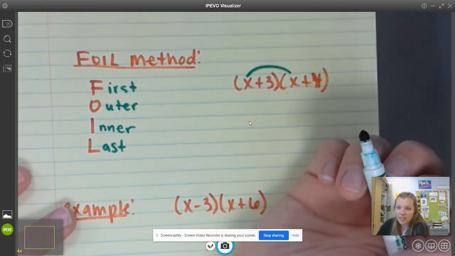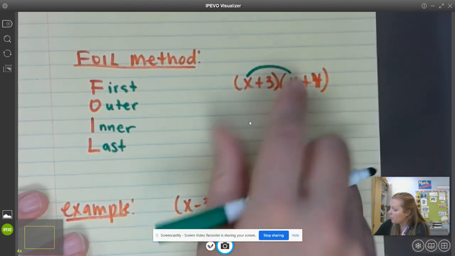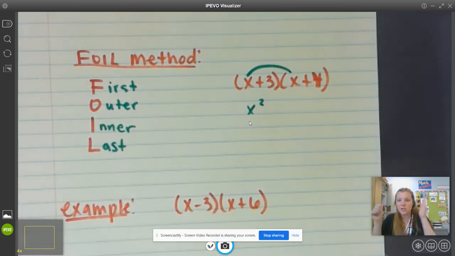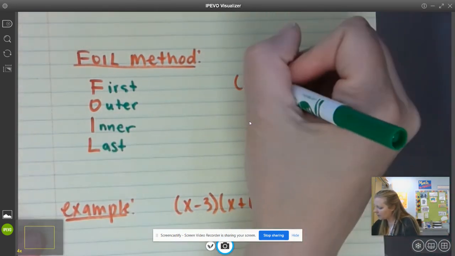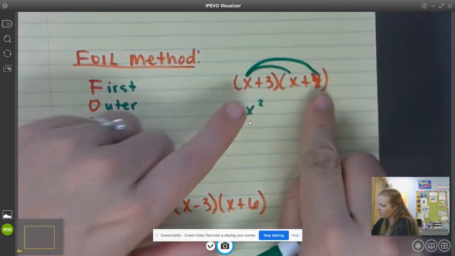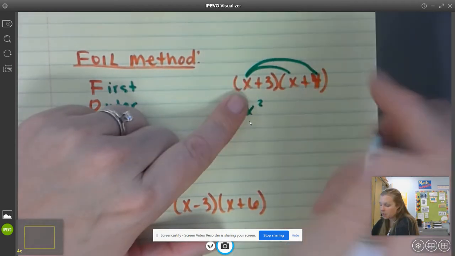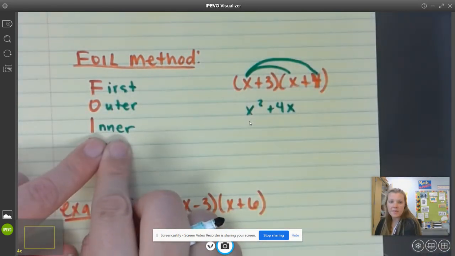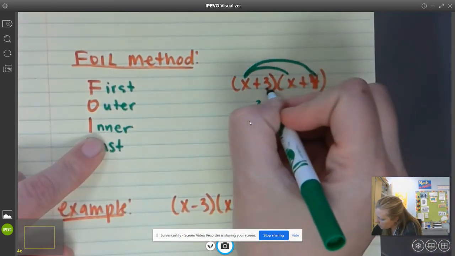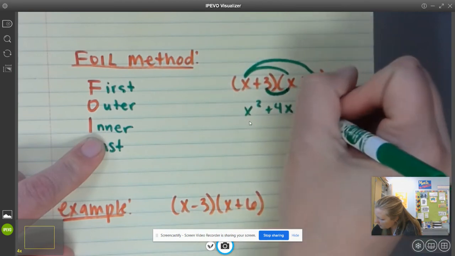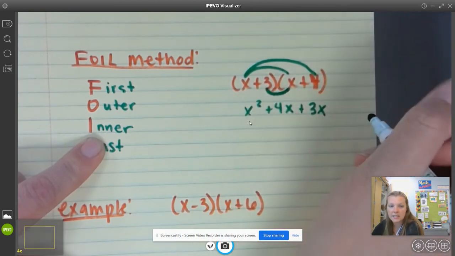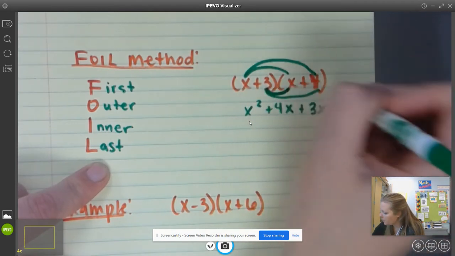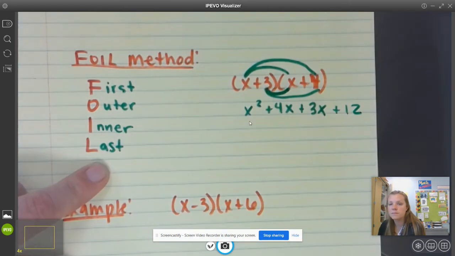This is a very fancy distributive property. So x times x is x squared. Then we do the outers. These are the numbers that are on the outside. So that's going to be x and 4. These are the numbers on the outside of the whole group. So x times 4 is 4x. Then come the inner numbers. So I'm going to do the two numbers that are on the inside. 3 times x is 3x. And then my lasts are the last two numbers. 3 times 4 is 12.